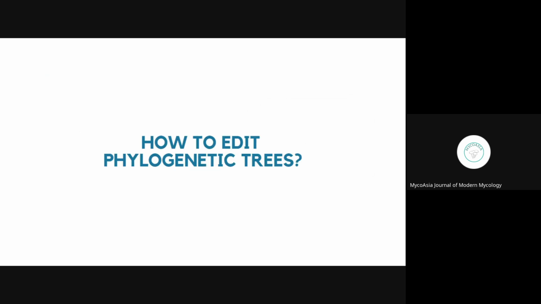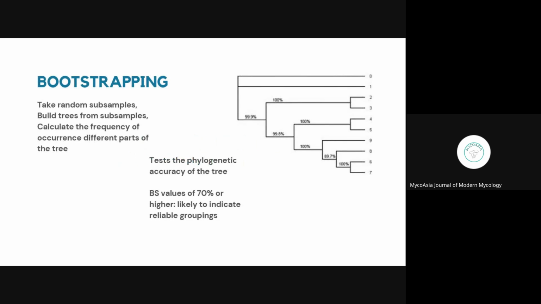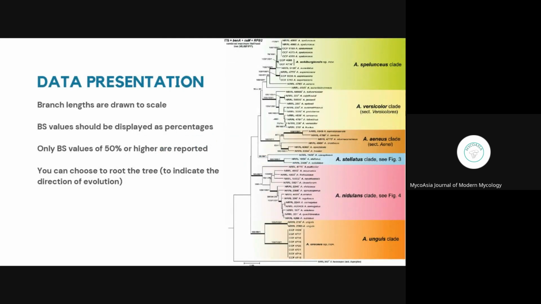Once you get the tree with bootstrap values, you might like to edit it. You can use some programs. Here, some things to remember. Branch lengths are drawn to scale. You need to mention the scale somewhere if you're talking about the branch lengths. Bootstrap values should be displayed as percentages. Okay, and you have Bayesian values. You can also mention those, and you can choose to root the tree. If you root the tree, it will give an idea about the direction of the evolution. I'll speak for the next 5 minutes about some of the important software.